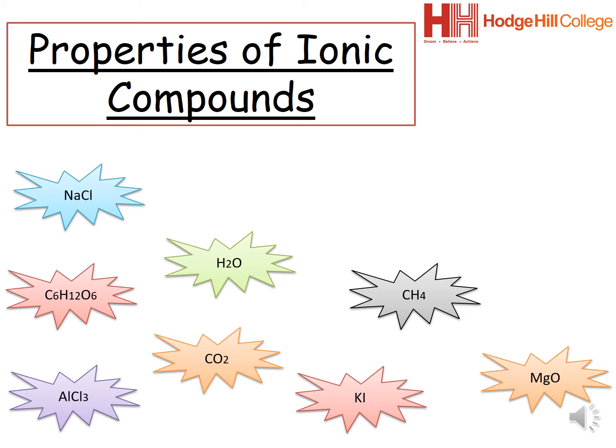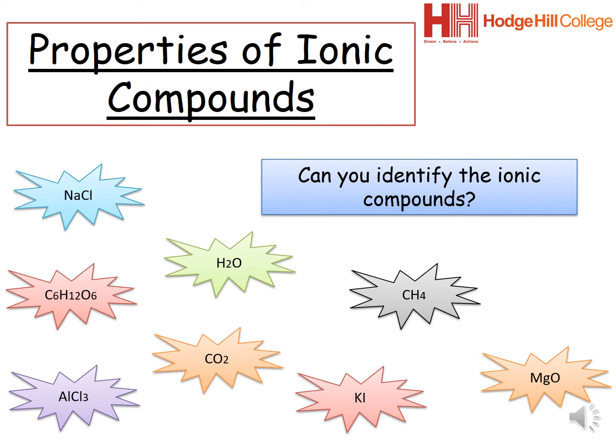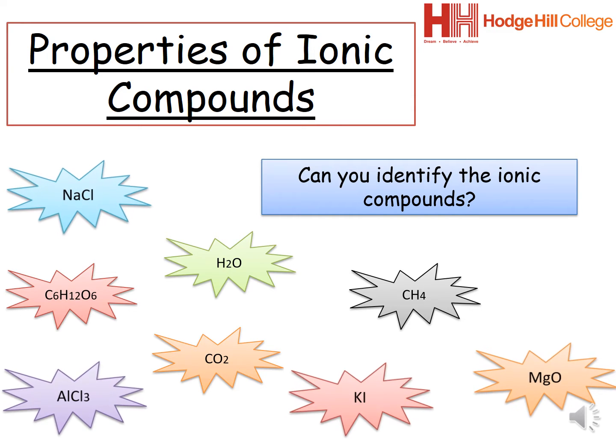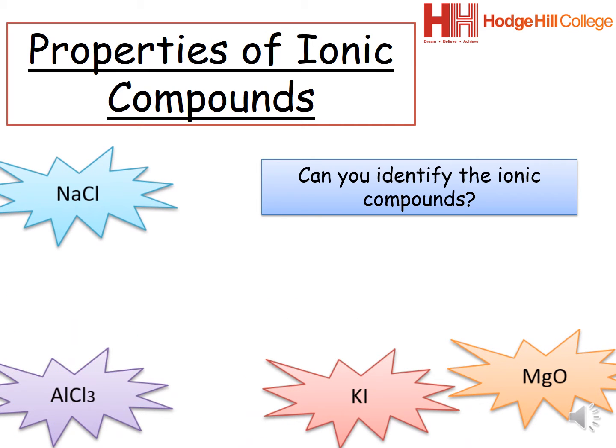Today we'll be looking at the properties of ionic compounds. But before we begin, can you identify the ionic compounds? Pause the video, think about it, and try to identify those substances that are ionic. Now if you stated NaCl, AlCl3, KI, MgO, then you are correct. These substances are all ionic because they all contain a metal with a nonmetal.